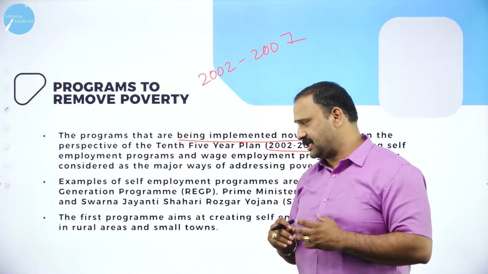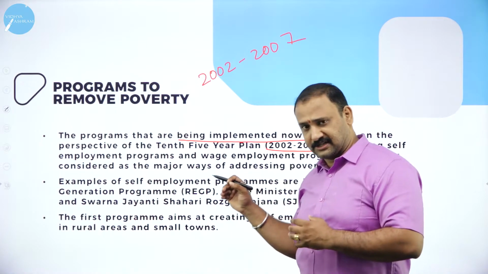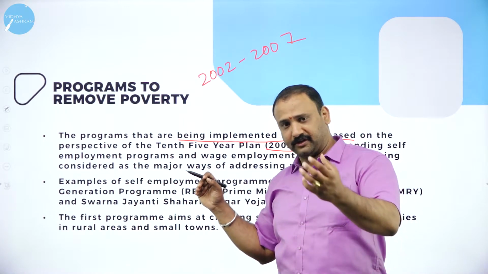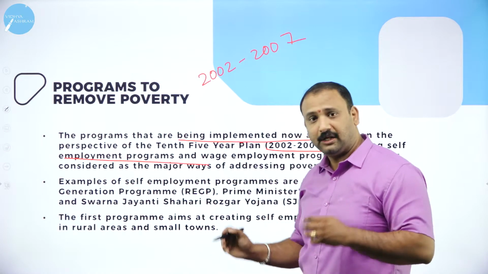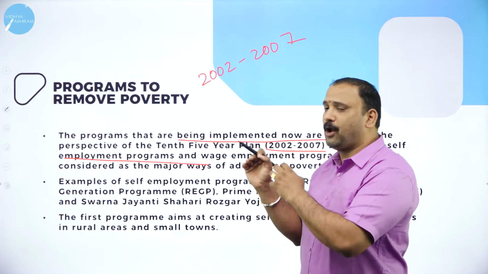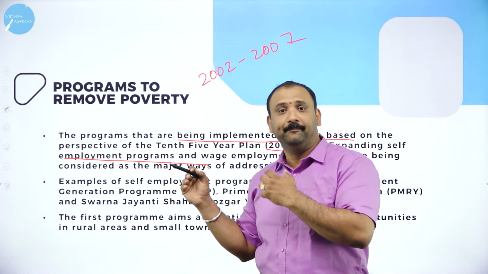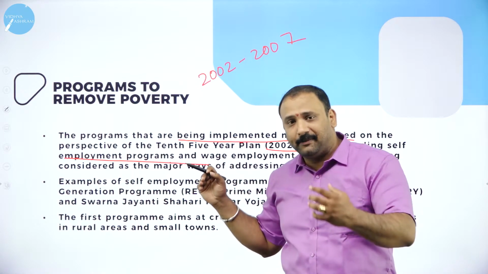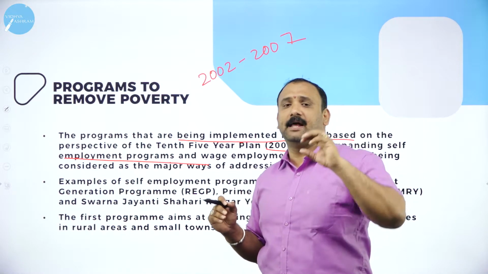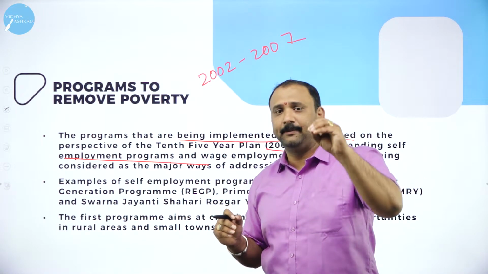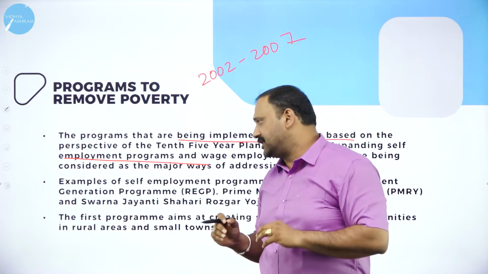And we did understand that one of the major things that we needed to bring in order to reduce poverty was the employment program, the wage security. So with employment and income being properly in place, poverty can automatically be alleviated. So the 10th five-year plan started focusing on employment, income and wages.